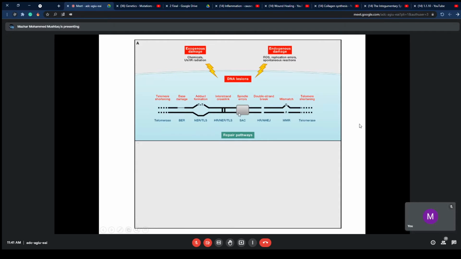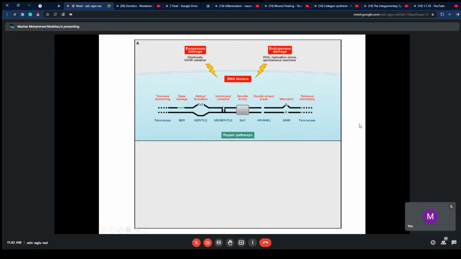What are the things that are going to be affected by this exogenous and endogenous damage? Let's start from this side. For example, here telomeric shortening can happen. There can be a mismatch repair problem; we did mismatch repair in the revision lecture, if you remember. And there can be a double-stranded break of the DNA. There can be a spindle problem. When the cell is dividing, there is attachment of microtubules to the spindle, and they pull the chromosomes apart. So there can be a problem with that.